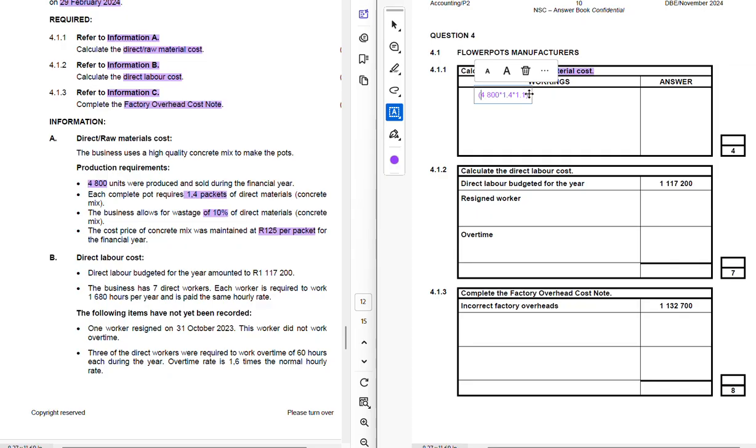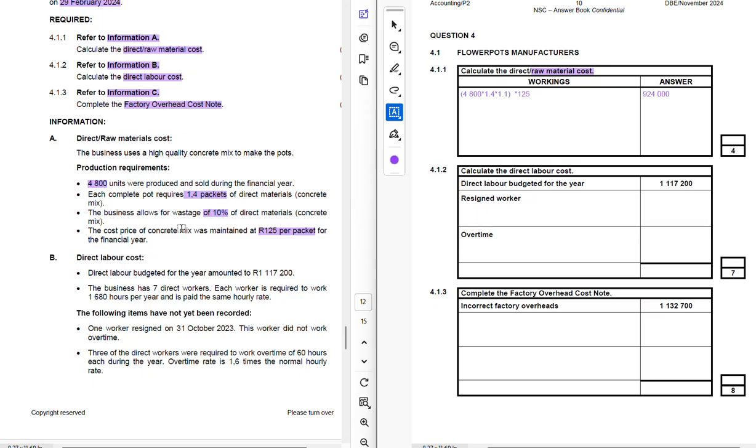And then the last part that we need is to multiply by the cost price of concrete mix. We are told that it is sitting at 125. And the amount that you're going to get there is 924,000. So 924,000 will be the direct material cost for the total units that we produced, 4,800. So now you have 924,000.